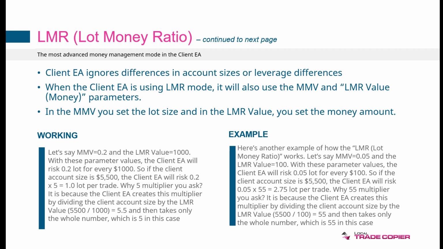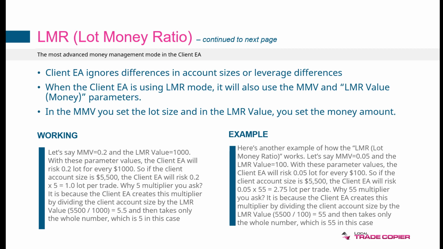So if the client account size, for example, is 5,500, the client EA will risk one full lot size per trade. It will multiply it by 5. And why by 5, you ask? It is because the client EA will create this multiplier by dividing the client account size by the LMR value and then take only the whole number part, which is 5 in this case. So 5,500 divided by 1,000 is 5.5, but it will take only the whole number part, which is 5.